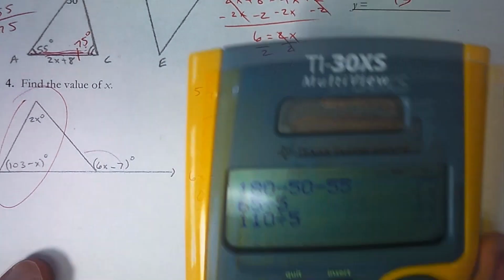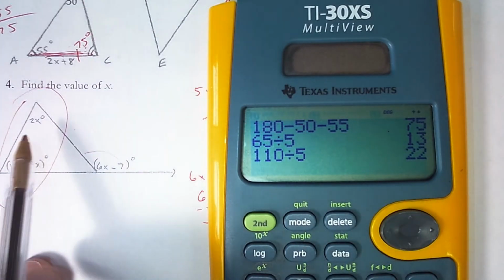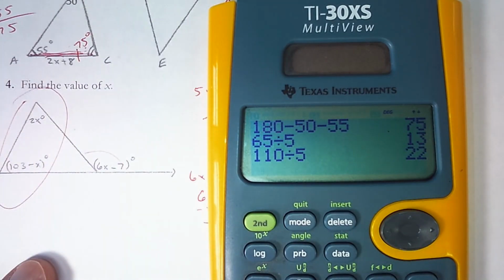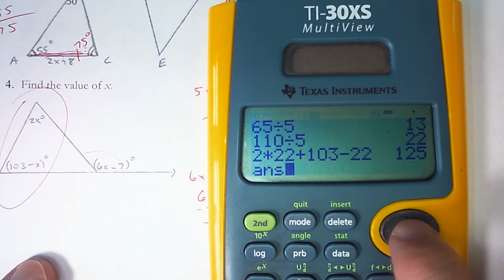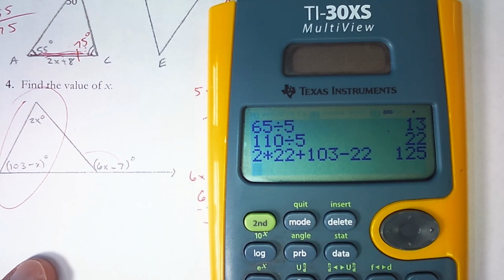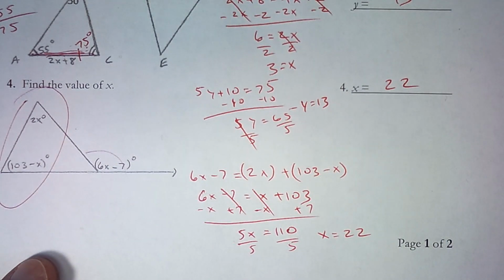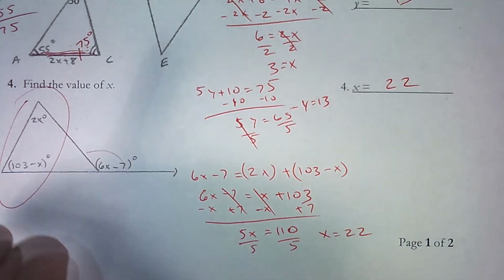Now, here's a quick way to check that. I can put that 22 here and add them together. So 2 times 22 plus 103 minus 22 is 125. That should be the same as this. 6 times 22 minus 7 is 125. So I know my answer of 22 is correct for x.